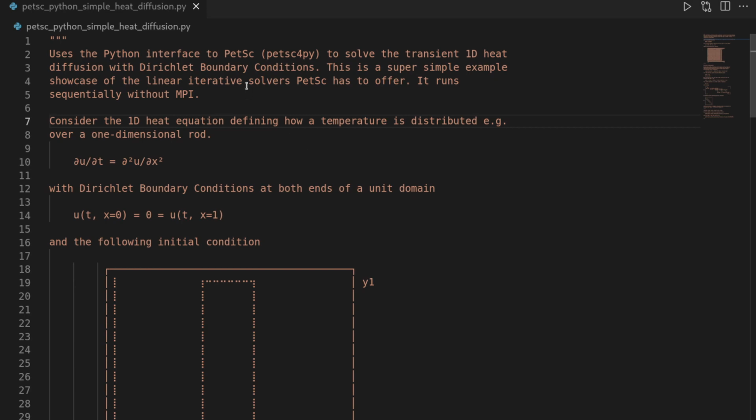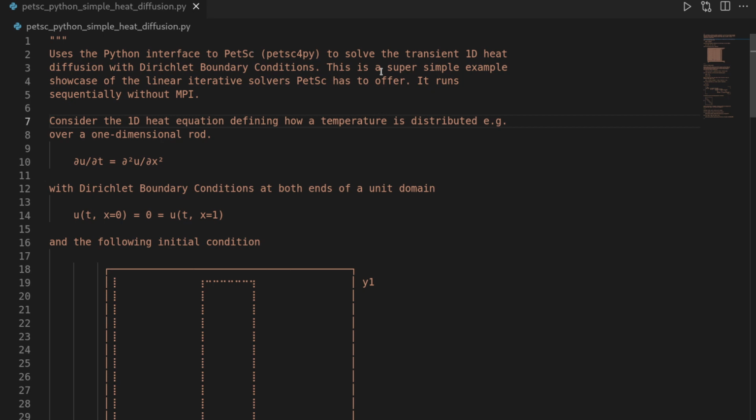Today I want to introduce PETSc to you in its PETSc for Python interface. PETSc is a software toolkit for solving large sparse linear systems, but also has options to solve nonlinear systems and ODEs, which you commonly find if you discretize partial differential equations in scientific computing or simulations in general. PETSc is an abbreviation and stands for Portable Extensible Toolkit for Scientific Computing.